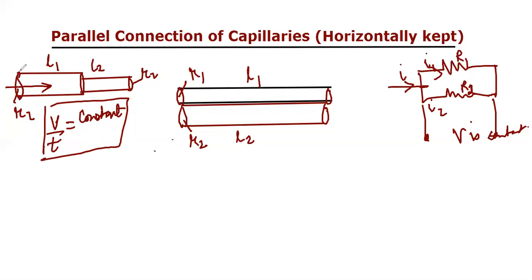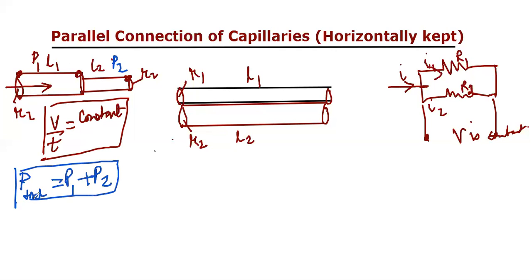And what is this that I told you? The pressure difference across this capillary. Suppose I consider the pressure difference across the first capillary to be P1 and the pressure difference across the second capillary to be P2. So the total pressure difference will be equal to the sum of the pressure differences, P1 plus P2.